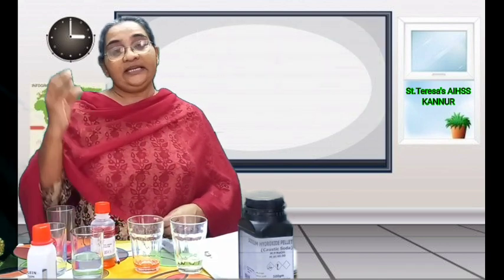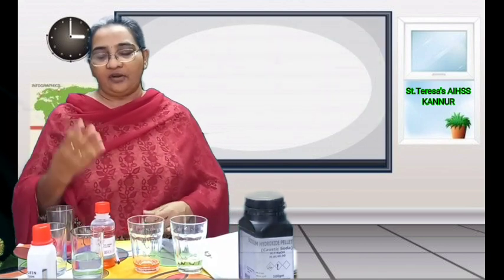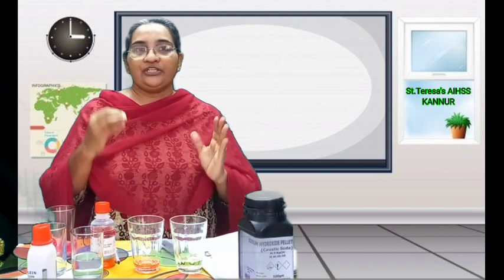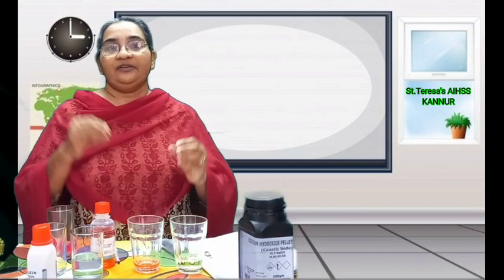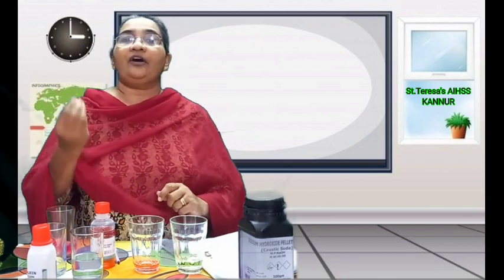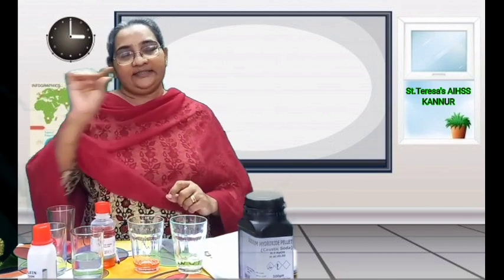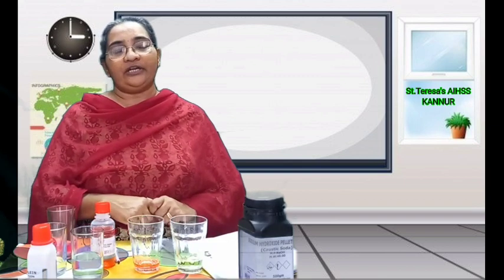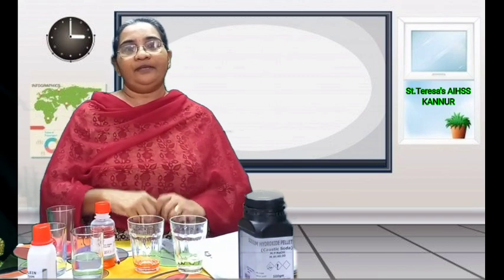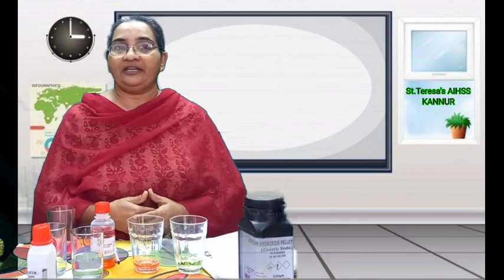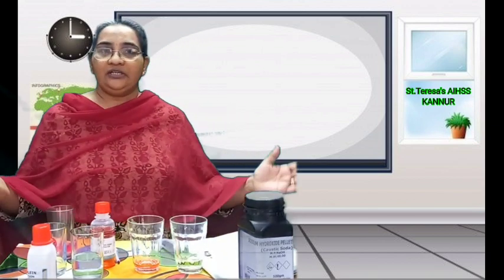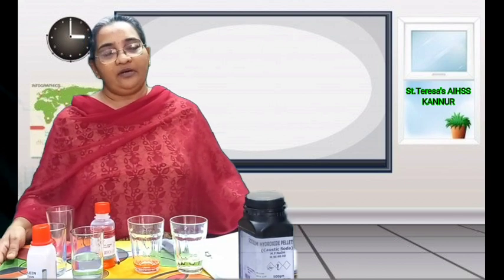So universal indicators are there. That is not there with the teacher, I cannot show you. So it is a substance which can be used in both acid and alkali, and according to the change of the color, the table will be there already given on the bottle. So keeping that table, we can compare the color and find out whether it is an acid or an alkali. So this is what we learned about indicators.